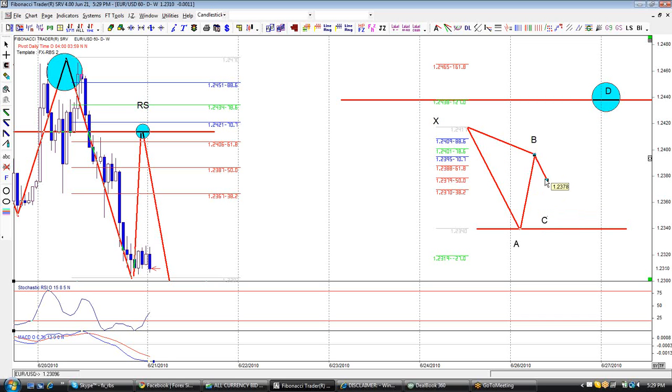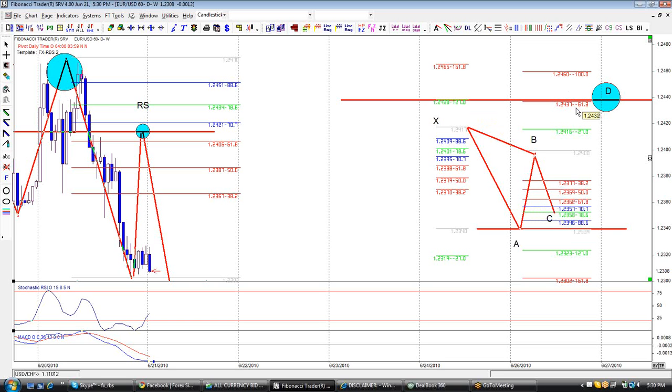Then we form the C. Once B is formed, we can now pull the sub fib. And usually the C is formed either at the 382 or sometimes between the 786 and the 86. I will move the C out of the fib so you guys can see the levels. But C is formed either at the 382 or 786 and 86.